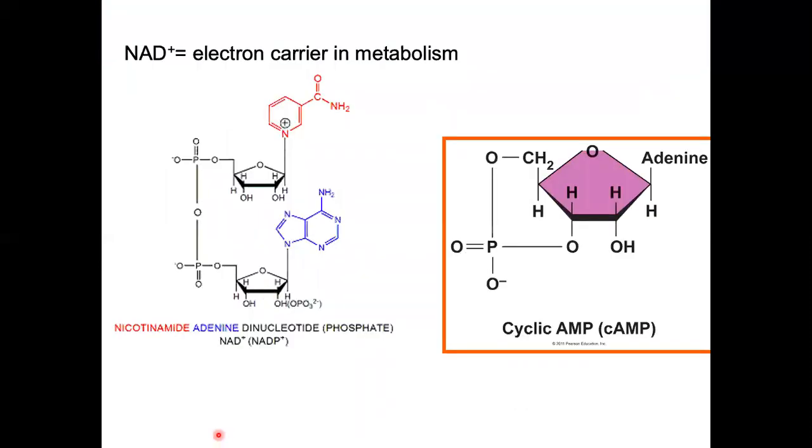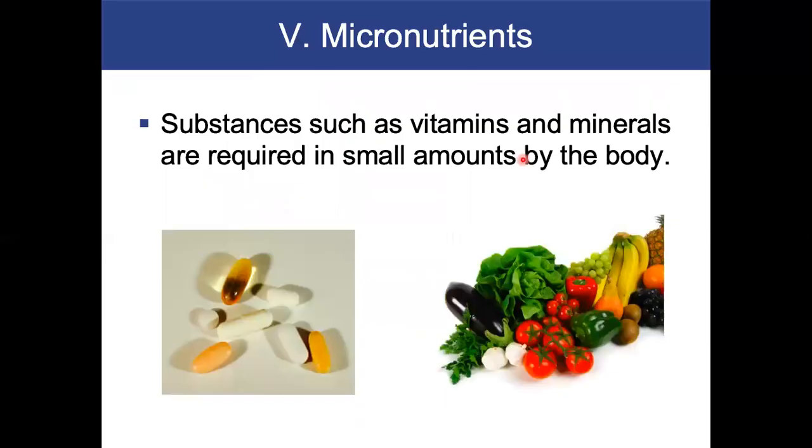Take a look at NAD. So NAD is an electron carrier. Really cool. Look how complicated it is. It's really an interesting molecule. And then here's cyclic AMP. We'll talk about NAD more when we get into metabolism. Okay, yay, we're almost done.